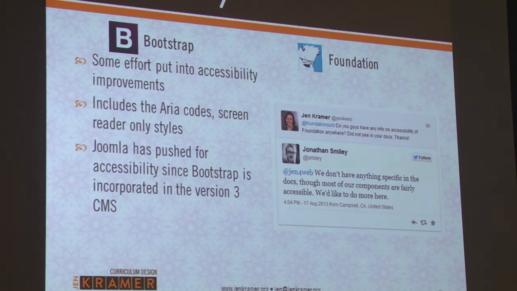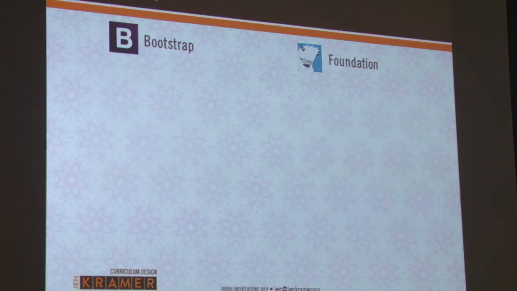All right? So if accessibility is important to you, I think you're probably better off using Bootstrap from what you can derive here. But obviously, they say they'd like to do more, so watch for later versions of Foundation. They are working on a version 5 that's supposed to be out in the 3rd quarter.